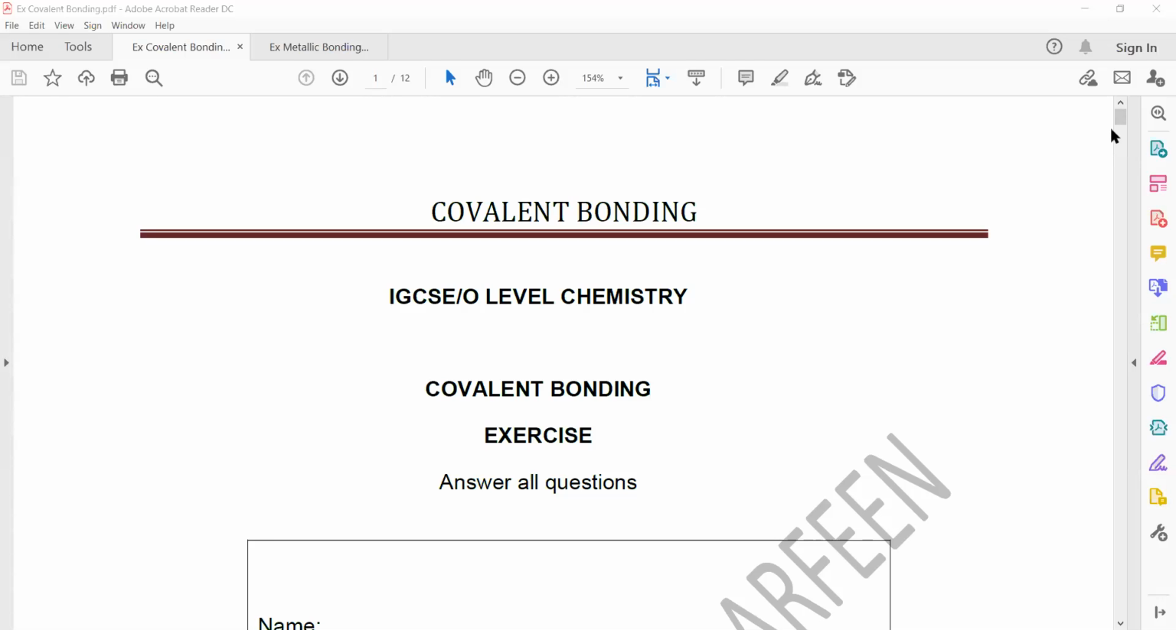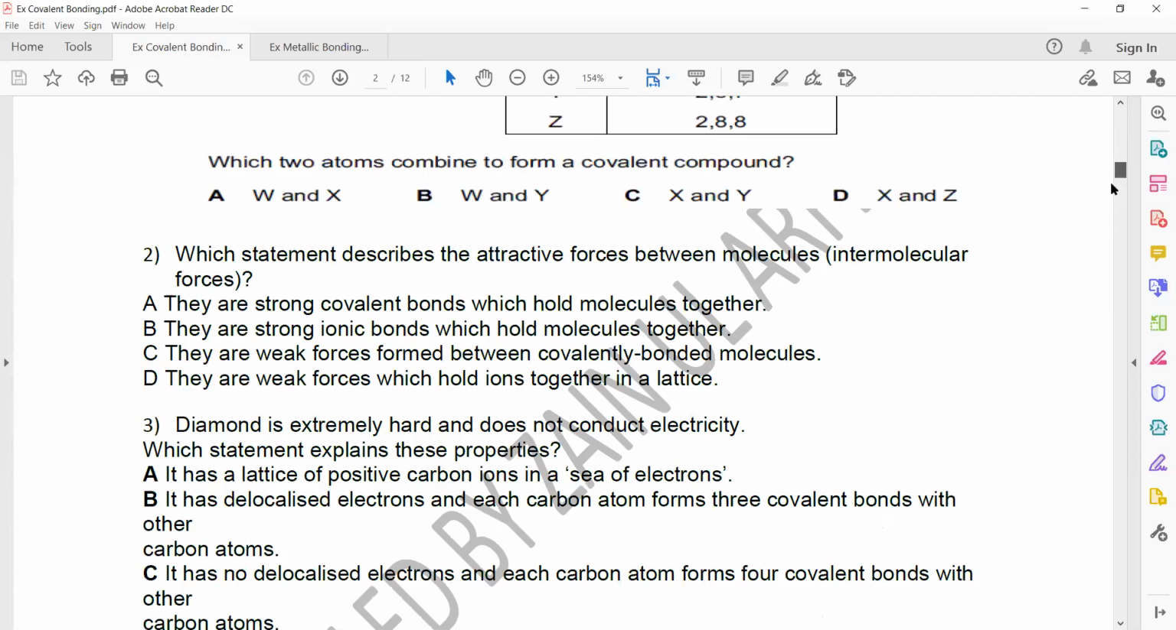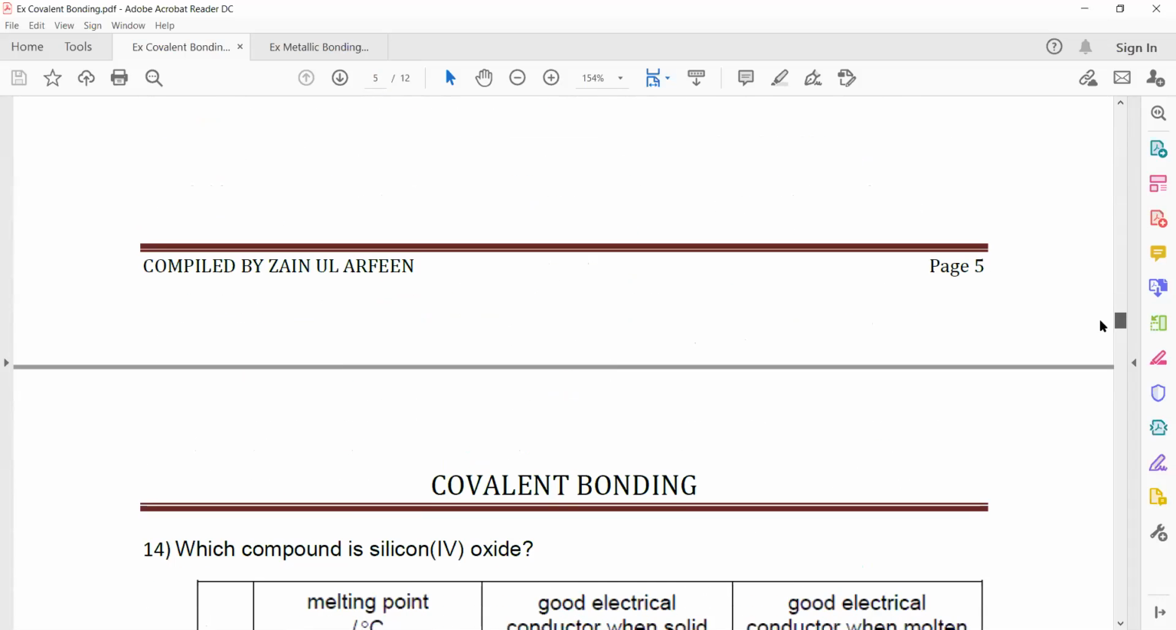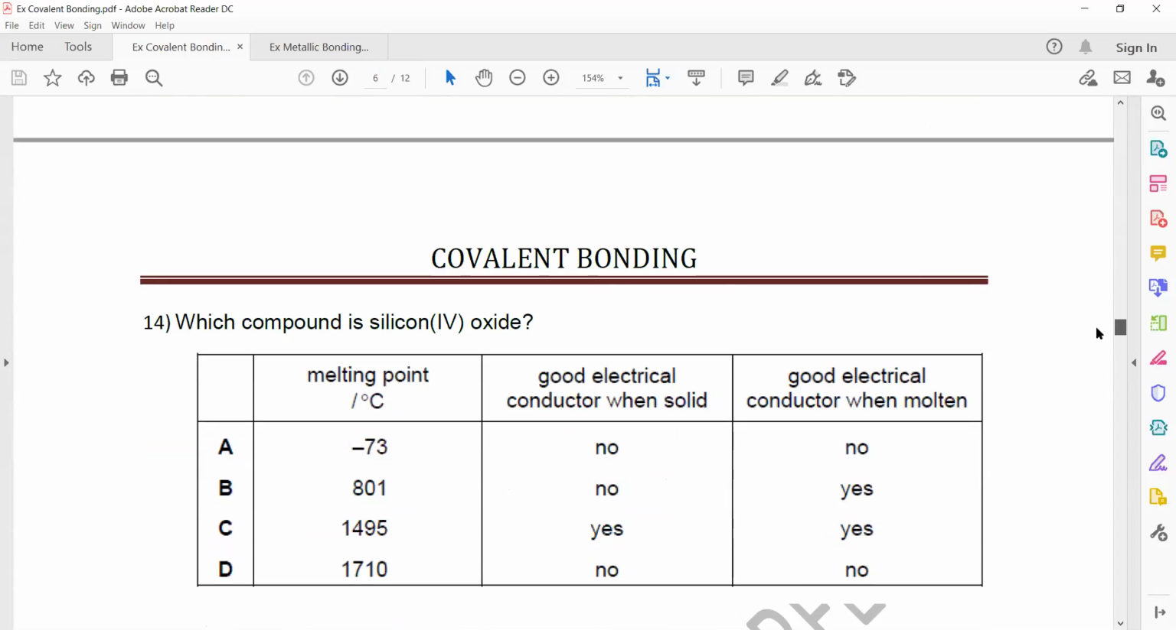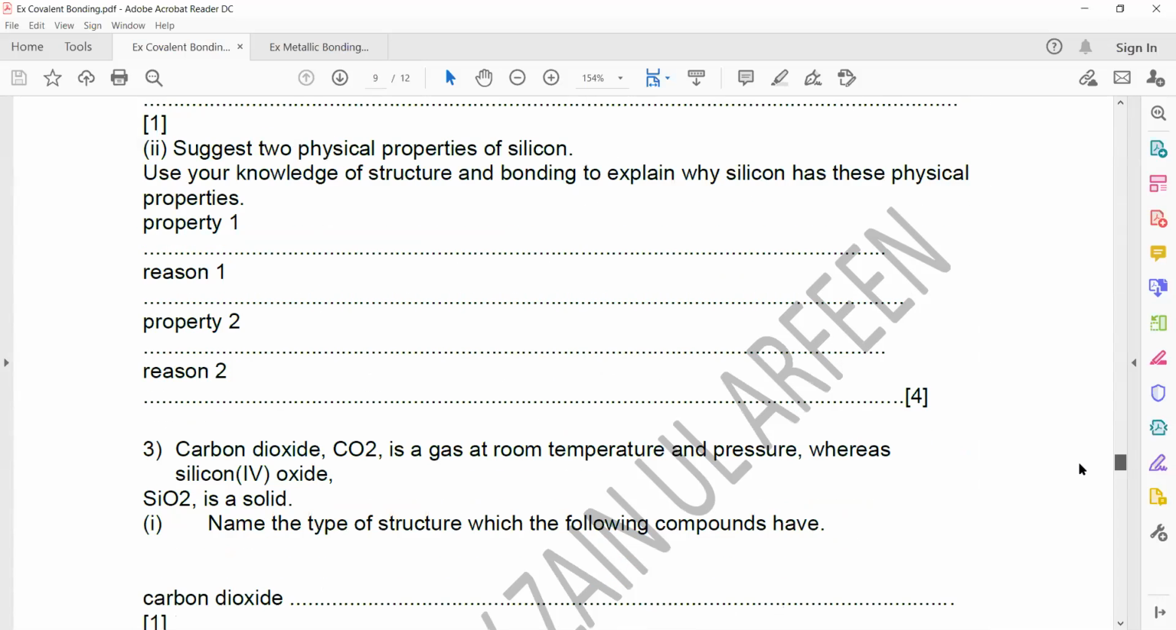Yesterday we were discussing the covalent bond. So this is the last two questions I've discussed, and then we'll start our topic, which is the metallic one.